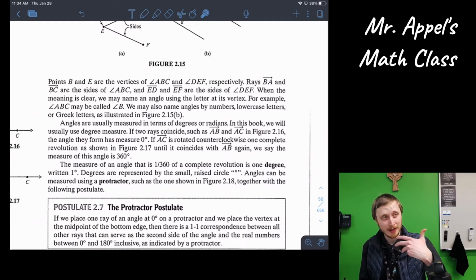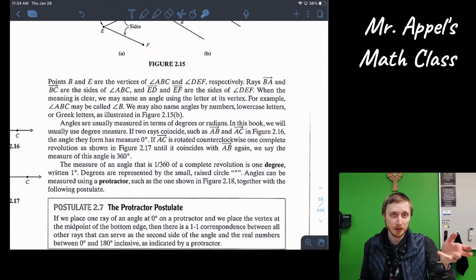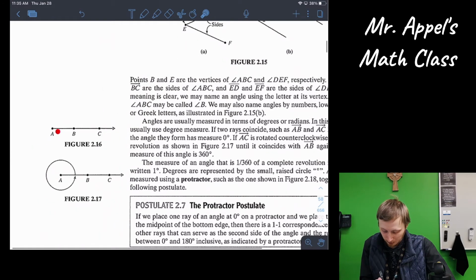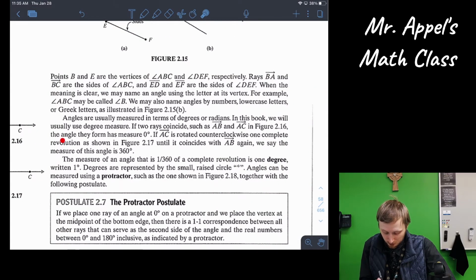If you go on to Algebra 2, Pre-Calc, and Calculus, they will transition over to using radians for most angle measures. If two rays coincide, such as ray AB and ray AC from figure 216, shown here, hey, they're right on top of each other. The angle they form has a measure of 0 degrees. So we can almost define 0 degrees.